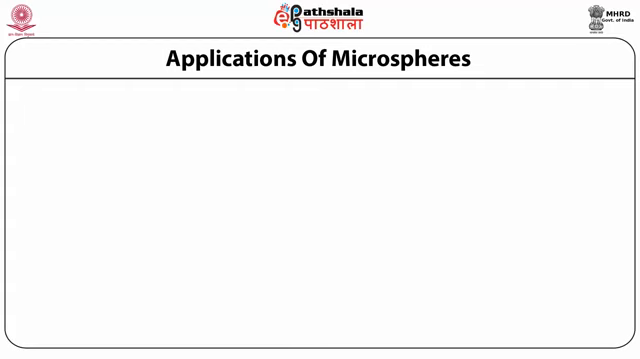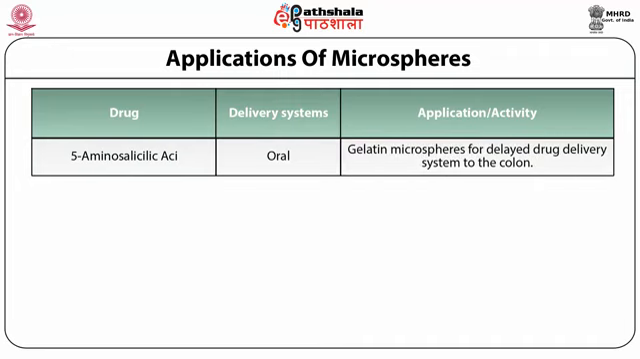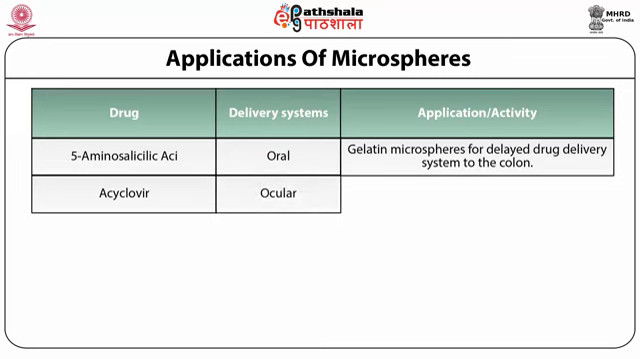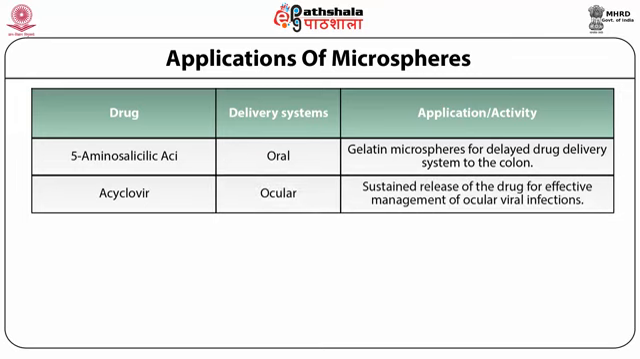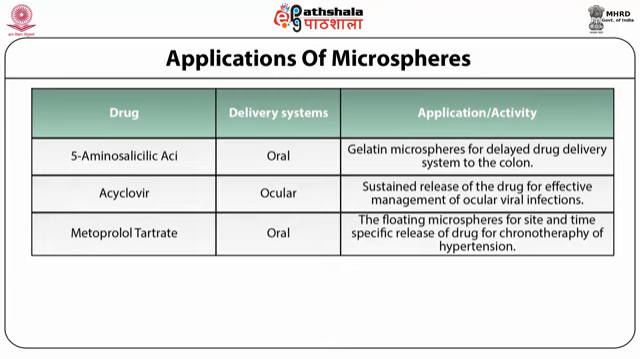The first example is 5-aminosalicylic acid, which is given by oral route, and in the market it is available as gelatin microspheres for delayed drug delivery to the colon. Then we have acyclovir, which is given by ocular route, and it is available as sustained release of drug for effective management of ocular viral infections. Then we have metoprolol tartrate, also given by oral route, available as floating microspheres for site and time specific release of drugs for chronotherapy of hypertension.